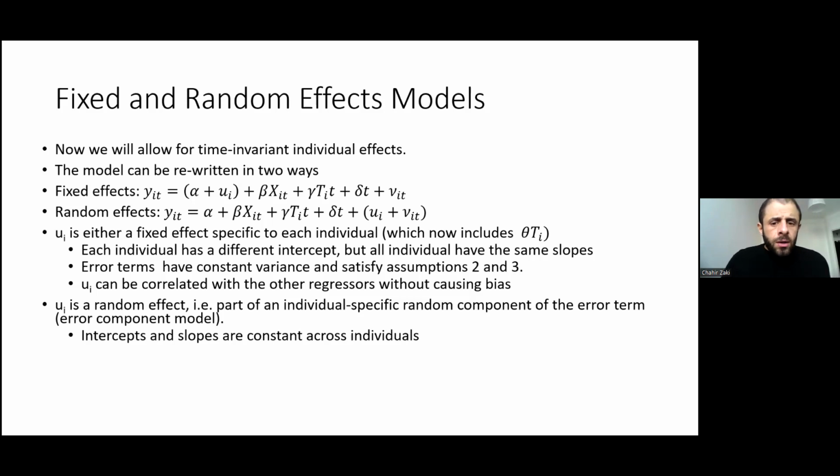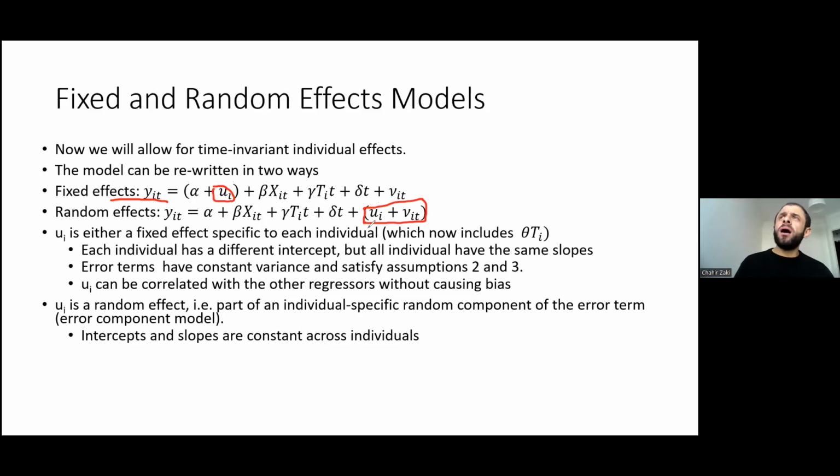Okay. So that's the first model, which is the fixed effects, that we have here. And we said that we included this UI term in the intercept. If the UI is not included in the intercept, but it is included in the error term, which is what we have here, then in this case, it will be the random effect.